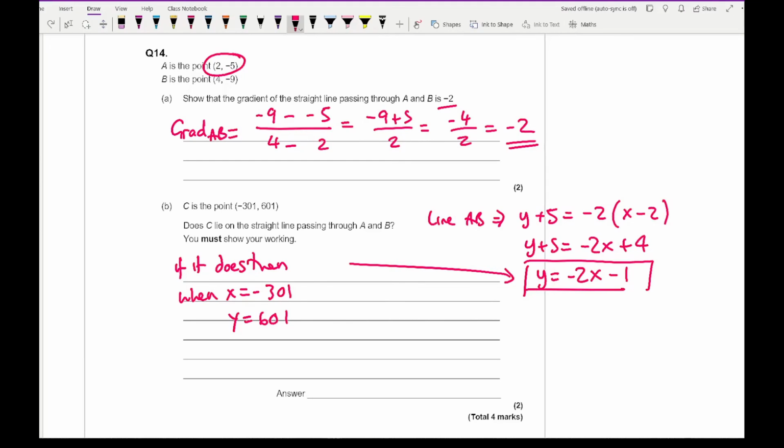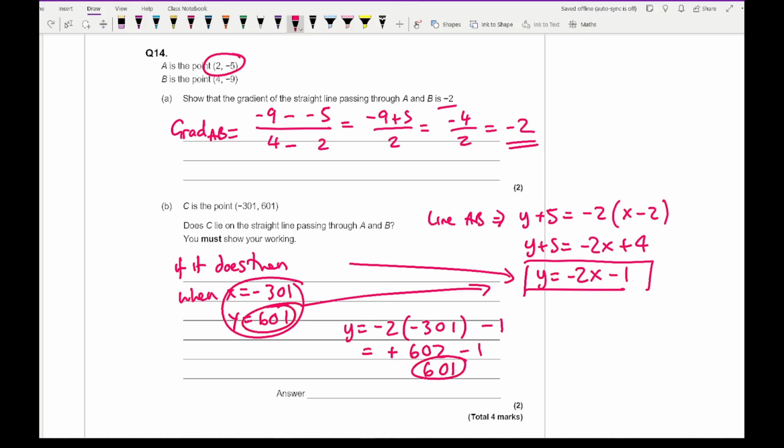So then substituting these two values into this formula, just the x value, we get y equals minus 2 times 3 minus 301, take away 1, this then becomes minus 602, take away 1, which gives us an answer of plus 601 minus 1, which is 601. These two values are the same, so the answer then is yes.